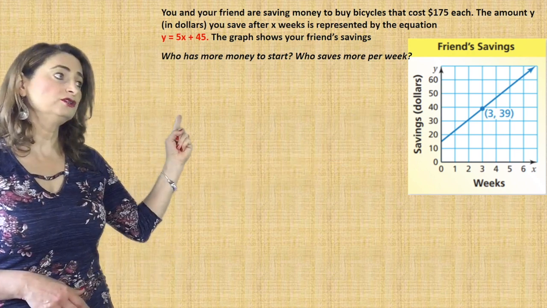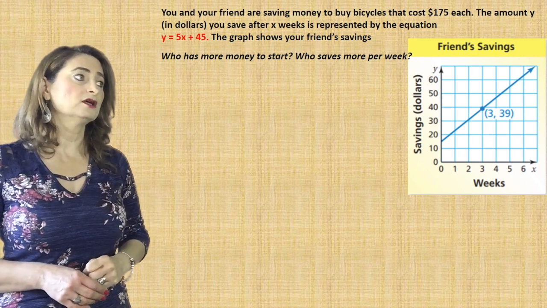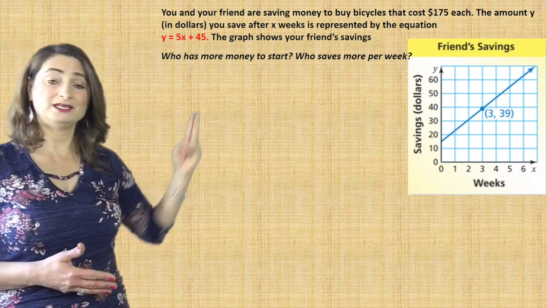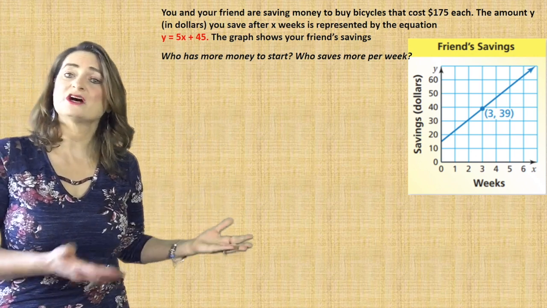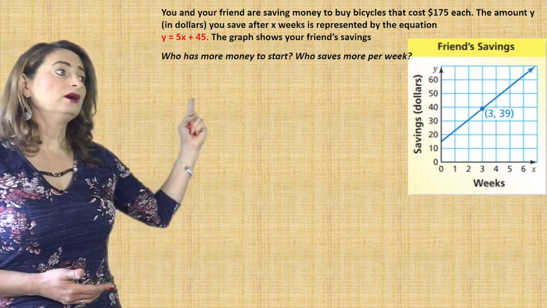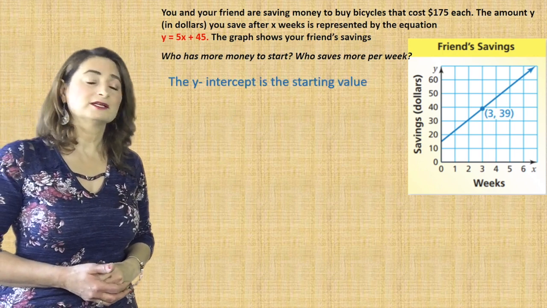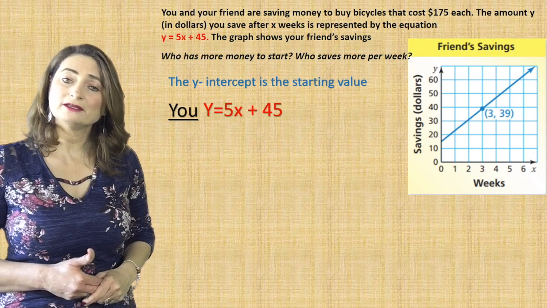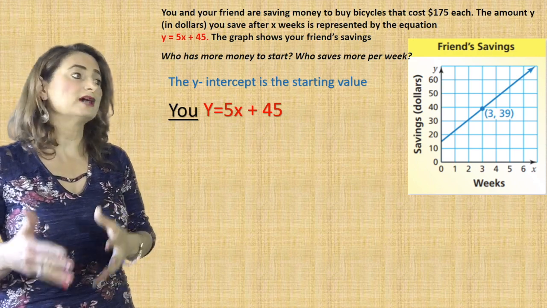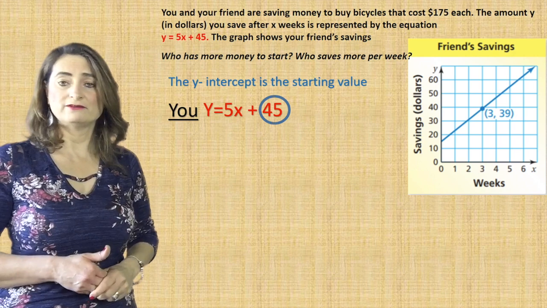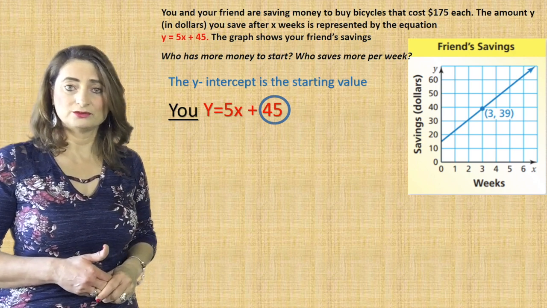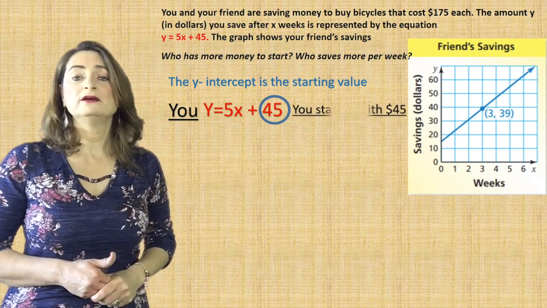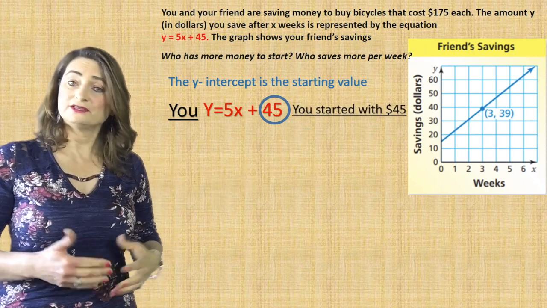To answer the question, who has more money to start? Who saves more per week? Understand the words "to start" mean the y-intercept, which is the starting value. You are represented by the equation y equals 5x plus 45. So which number represents the y-intercept, or the b, or the starting value? 45, because it's the number that stands alone in the equation, the constant. So you started with $45 in the savings account.